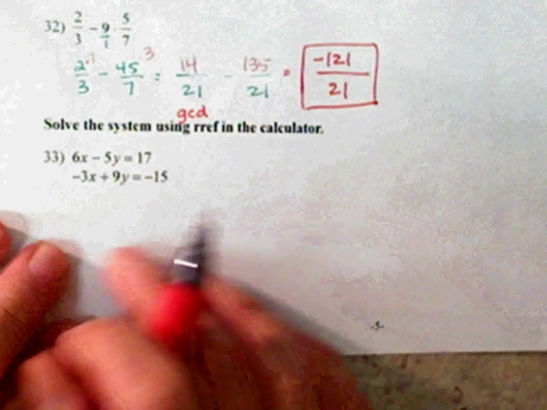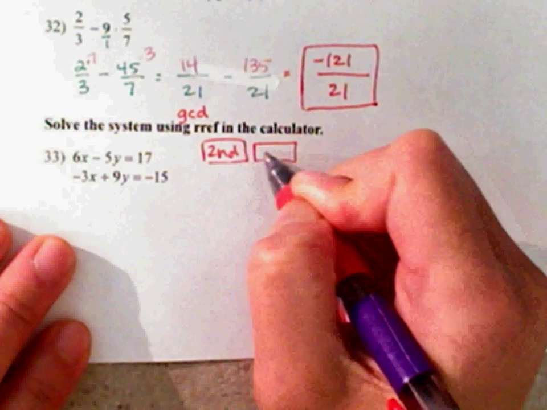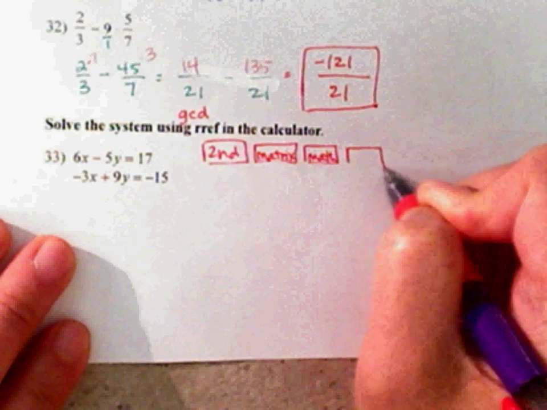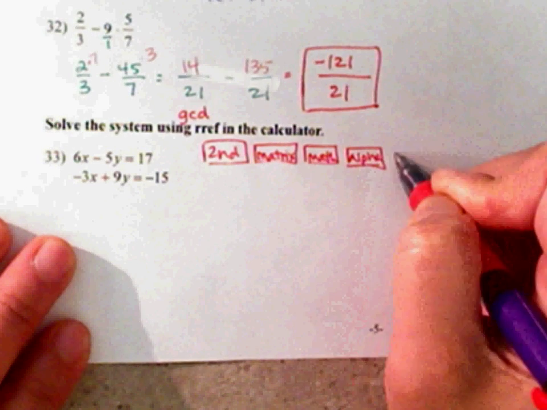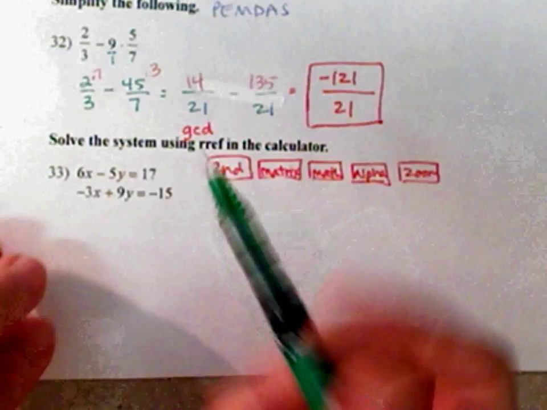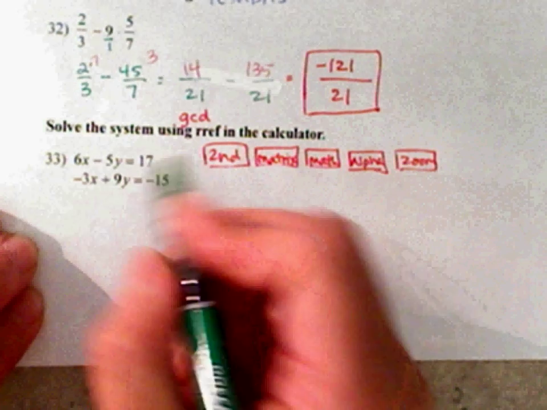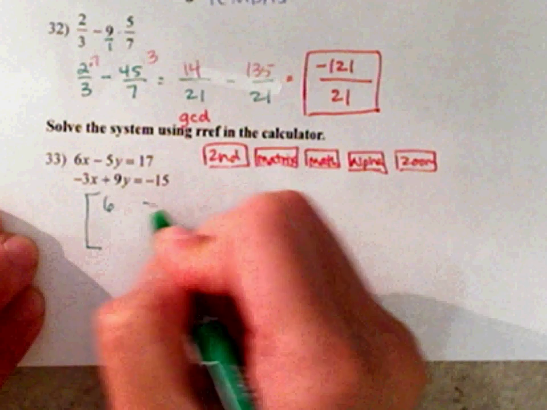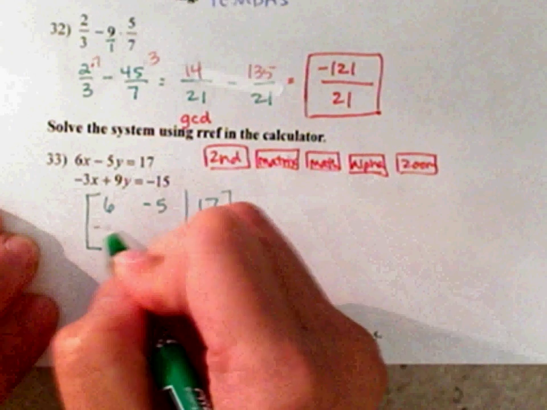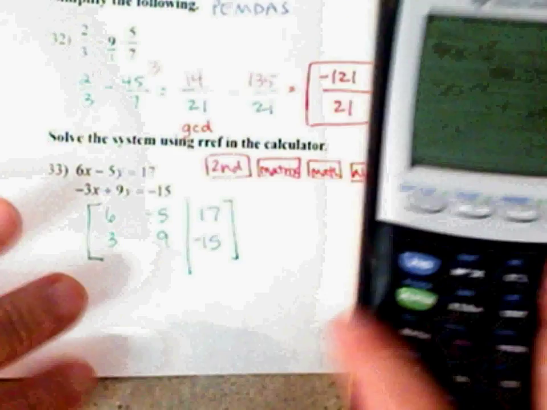33, you're going to use RREF in the calculator. So you're going to hit second, matrix, right click to math, and hit alpha zoom. Okay? And this is wonderful when you guys are taking the ACT. But go ahead and write it in matrix form first. Notice all your X's are lined up, Y's lined up, equals lined up, your constants lined up. So your matrix will look like that. 6, negative 5, 17. Some people like to draw that line there. Don't forget your little bracket. Negative 3, 9, and negative 15. Okay? From here, it's all calculator work, but you got to be able to translate it.